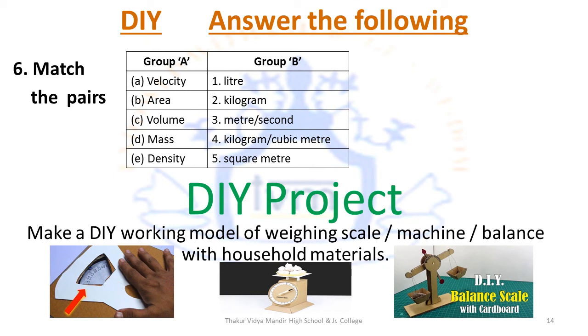Now, you can do a DIY project at home. Make a DIY working model of a weighing scale, machine or balance, whichever name you may prefer, with household materials. You can either make a working weighing scale, or a kitchen weighing scale, a shorter version of the weighing scale, or you can make a weighing balance as is shown in the pictures. The materials used should be household and it's pretty simple to make them. So do try to make them at home. And also do check them to see whether they function well or not. Remember, it's to be a DIY working model.